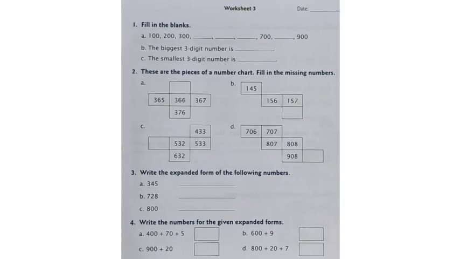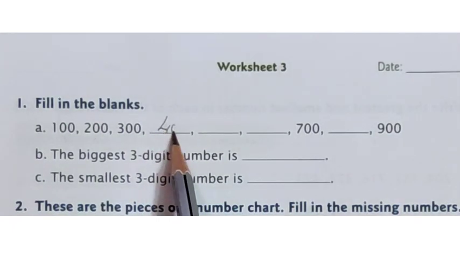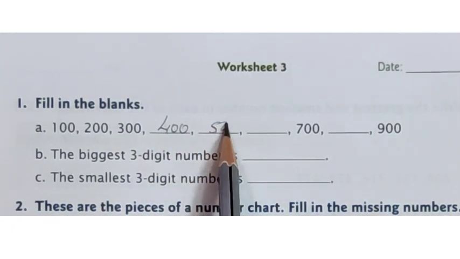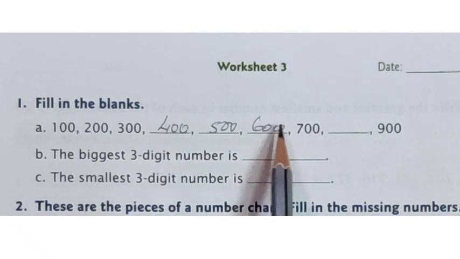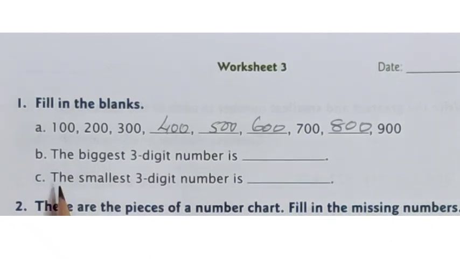All of you open page number 25 of your mathematics workbook, children. Write down the date. Here we have the first Roman. Fill in the blanks. Here the first question is 100, 200, 300. Next comes 400. Next is 500, 600, 700, 800 and 900. Now let's move to the second question.